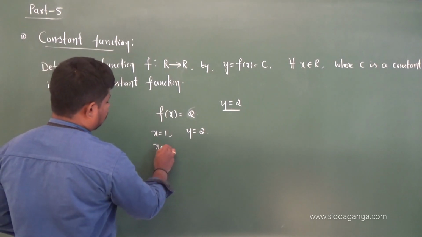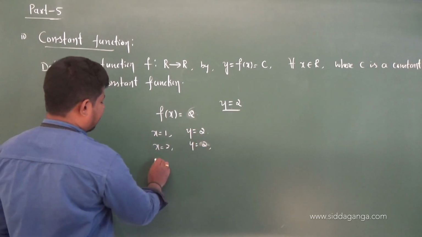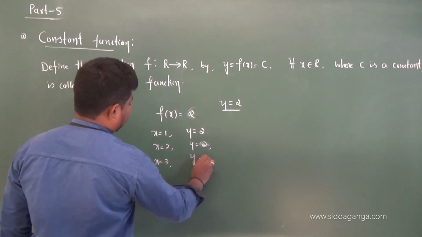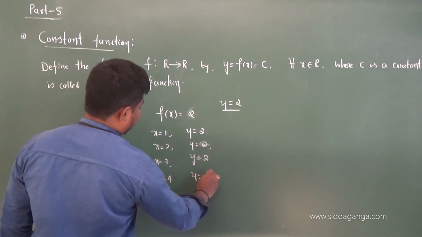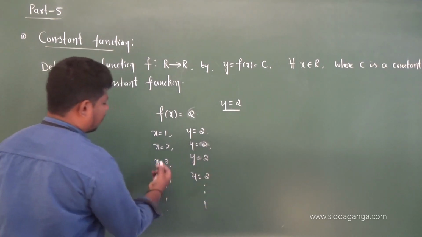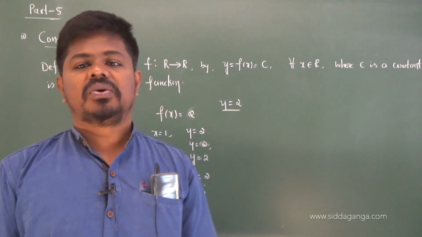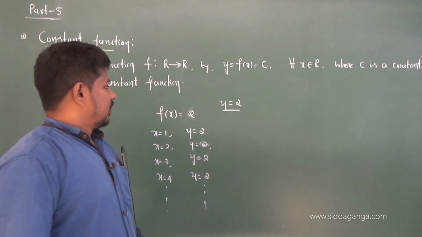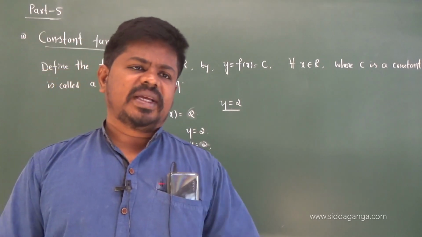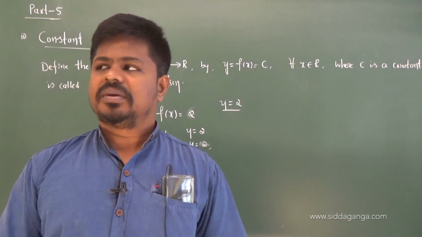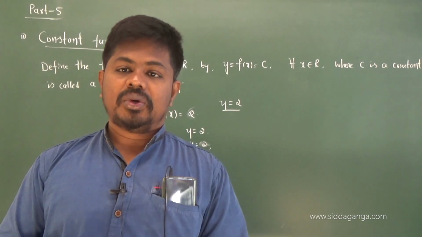When x is 2, no change in the value of y. If x is 3, no change in the y value. If x is 4, no change in the y value, and so on. Whatever the domain value, no change in the y value, so it is called a constant function. Hope you got it, students. If y is constant for any domain value, whatever x value you take, x minus 1, minus 2, minus 100, minus 1000, whatever, no change in the y value, no change in the image value.